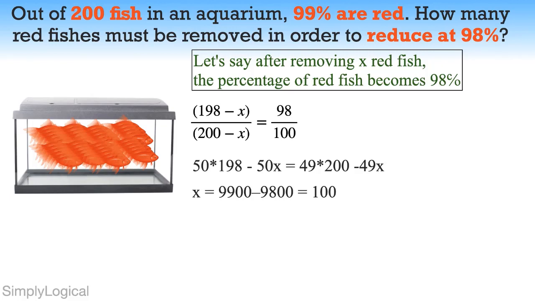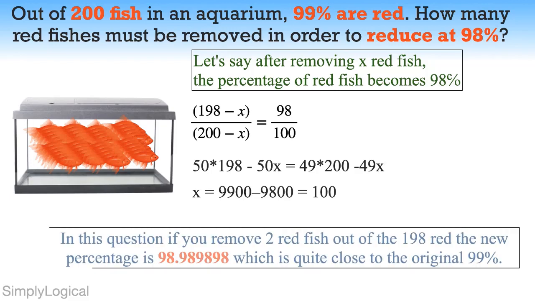When something is subtracted from both numerator and denominator, the overall effect on the fraction is quite small, especially if the numerator and denominator are large compared to the small amount subtracted from both. In this question, if you remove 2 red fish out of the 198 red, the new percentage is 98.989898, which is quite close to the original 99%.